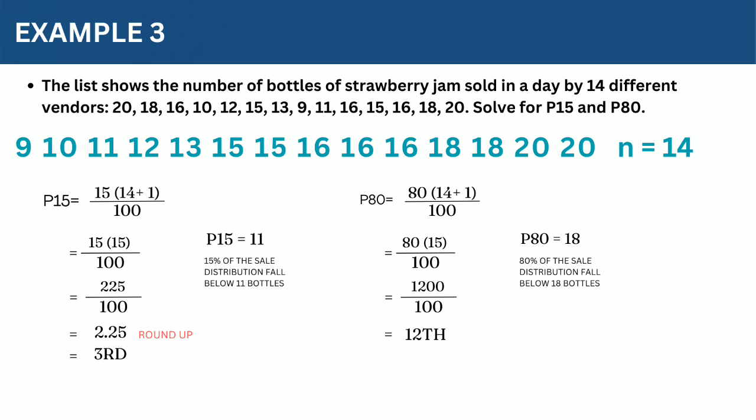Lastly, let's solve for percentile 80. After substituting the given, we now have 80 times 15 over 100. So 80 times 15 equals 1,200 over 100. Then if we divide the two numbers, we get 12, which is a whole number, which means we neither have to round up nor round down. Percentile 80 is the 12th number located in the data set, which is the number 18. So, therefore, 80% of the sale distribution fall below 18 bottles.